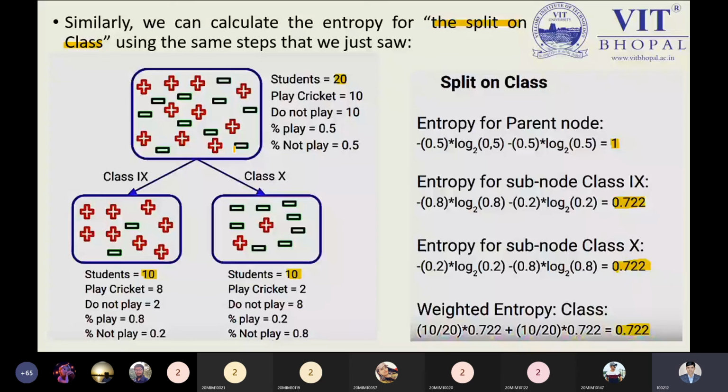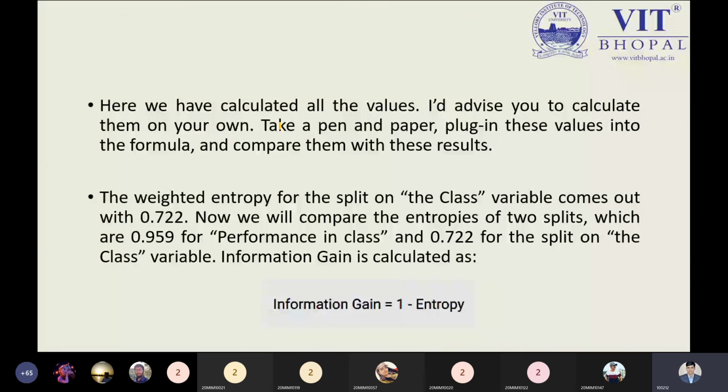Now, is it required to go through all the calculation over here, or is it clear? Clear, sir. Okay. Yes, sir, the same process has been applied. So what is the summary? The summary is saying that we have calculated all the values. So I advise you to calculate them on your own. I told you before starting the class, take a pen and paper, plug these values into the formula and compare with all the results.